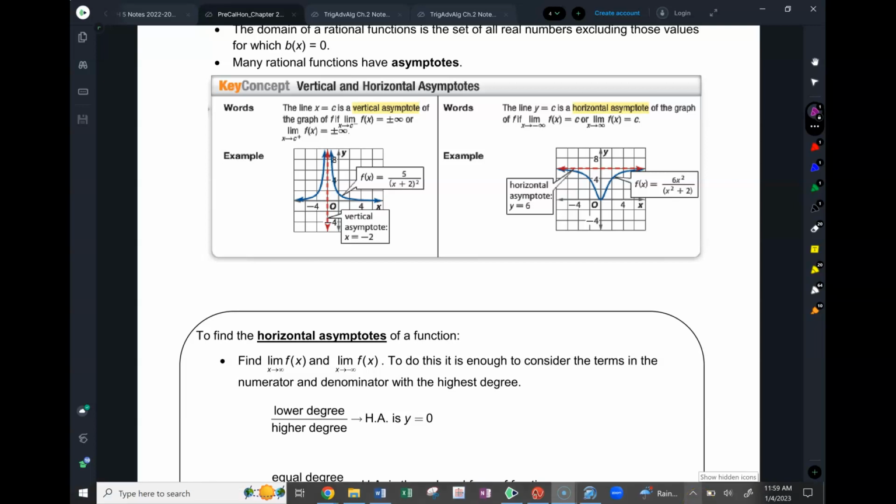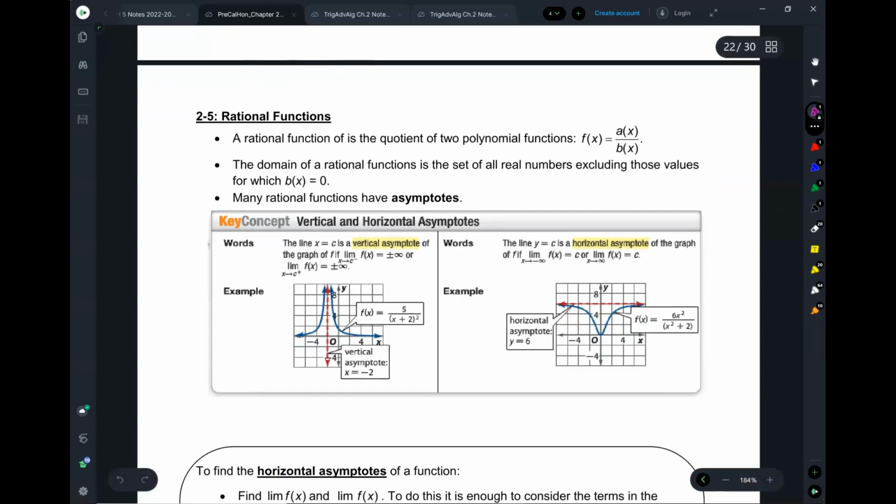Rational functions. It's everybody's favorite. Well, my favorite. Okay, so basically, you were introduced to this last year, you hear me saying this a lot in Precalc honors. A rational function is basically a quotient of two polynomial functions. So you take two polynomial functions, divide them by each other, and you get a rational function, right?